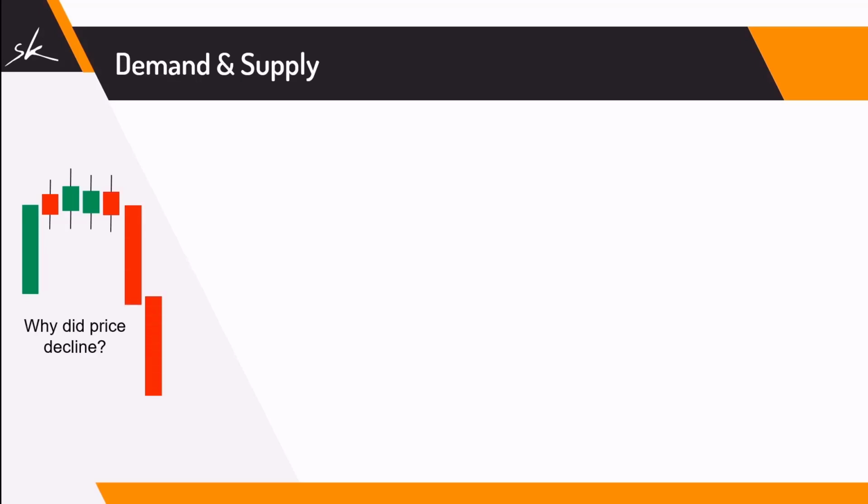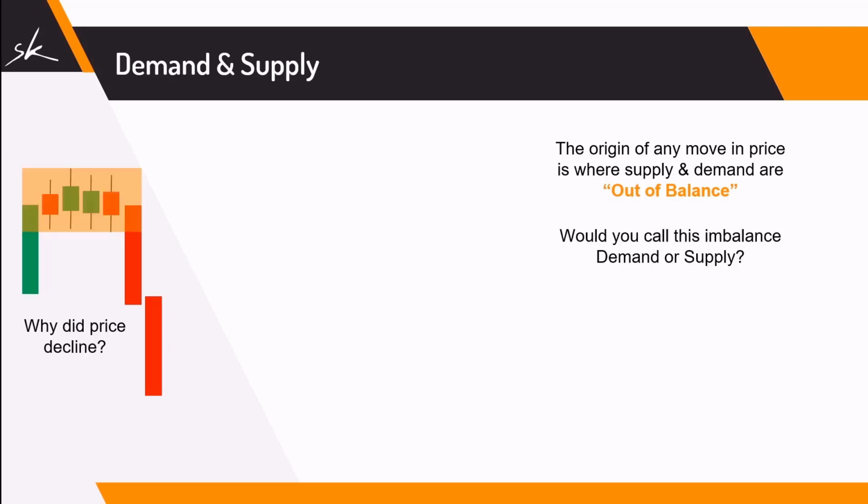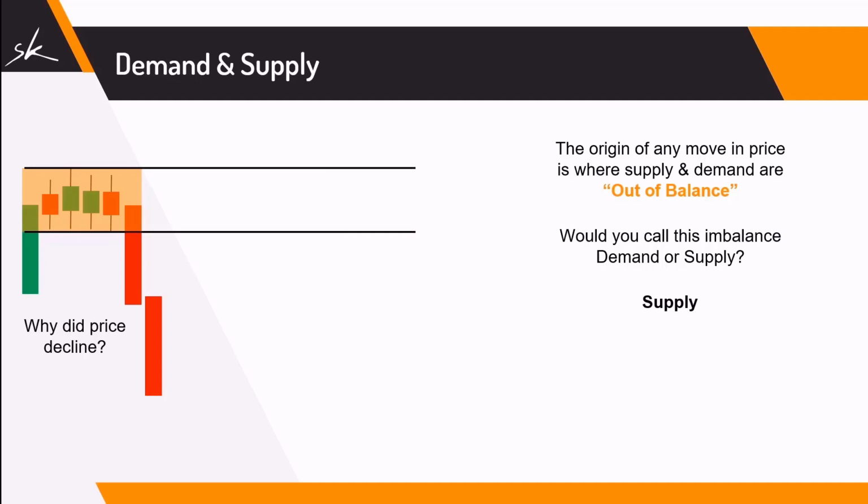We just understood that the origin of any move in price is where supply and demand are out of balance. Would you call this imbalance as demand or supply? Since the prices move down, it has to be supply. We draw 2 horizontal lines engulfing the range from where price started moving down and call this as supply zone.